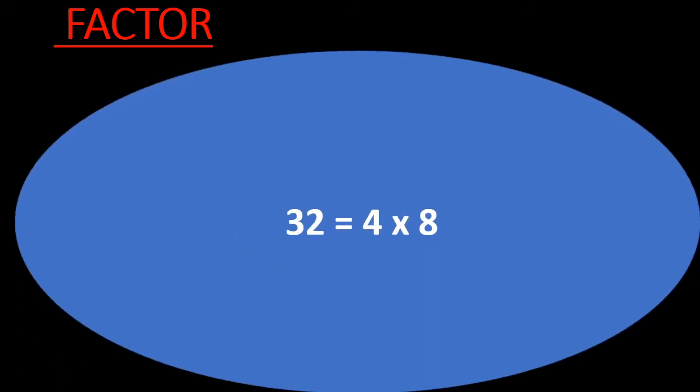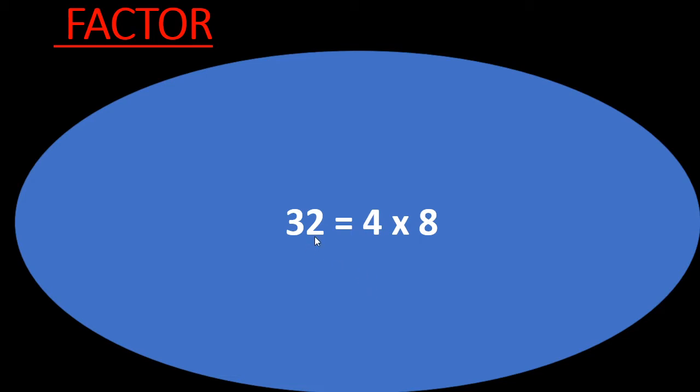Well, in this video, we're going to be talking about the factor theorem. Let me start by explaining what a factor is, and we'll proceed to see the factor theorem. So let's consider this expression: 32 is equal to 4 times 8.